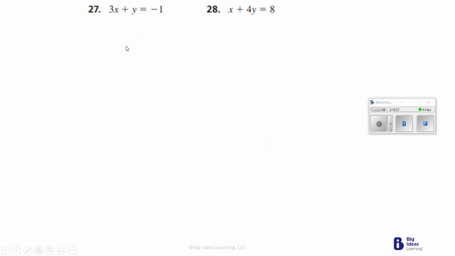I got 27. If I do this one, I see that to get y by itself, I'm going to have to subtract 3x from this side. This leaves me with y equals negative 3x minus 1. My y-intercept will be negative 1, which would be down here. And I'm going to be going down 3 and over 1. So this is a negative slope. I'm going down 3, 1, 2, 3, and over 1.